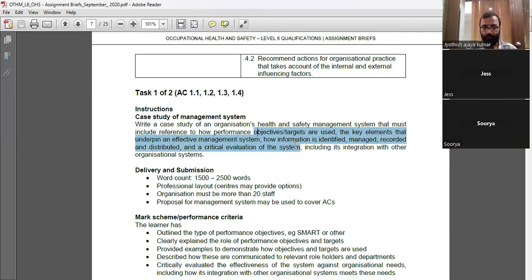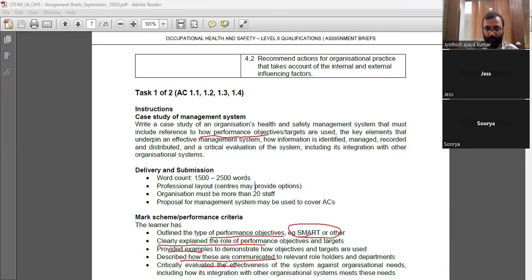Okay, so for marking, for getting this performance objective, we will be using SMART objectives. Clearly explain the role of performance objectives, provide examples, describe how these are communicated, and critically evaluate the effectiveness. Okay, so let us check whether this has been done or not.